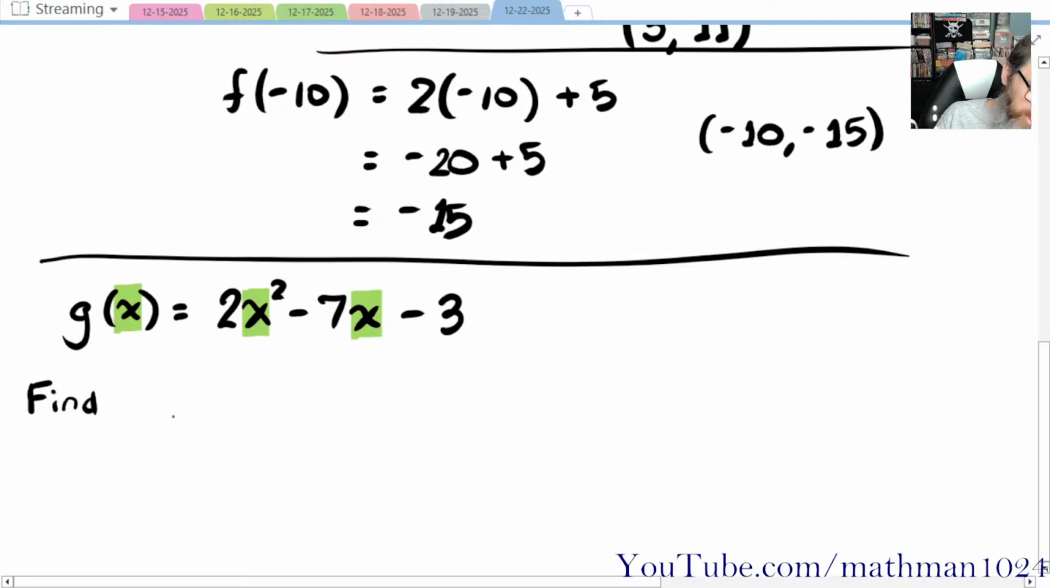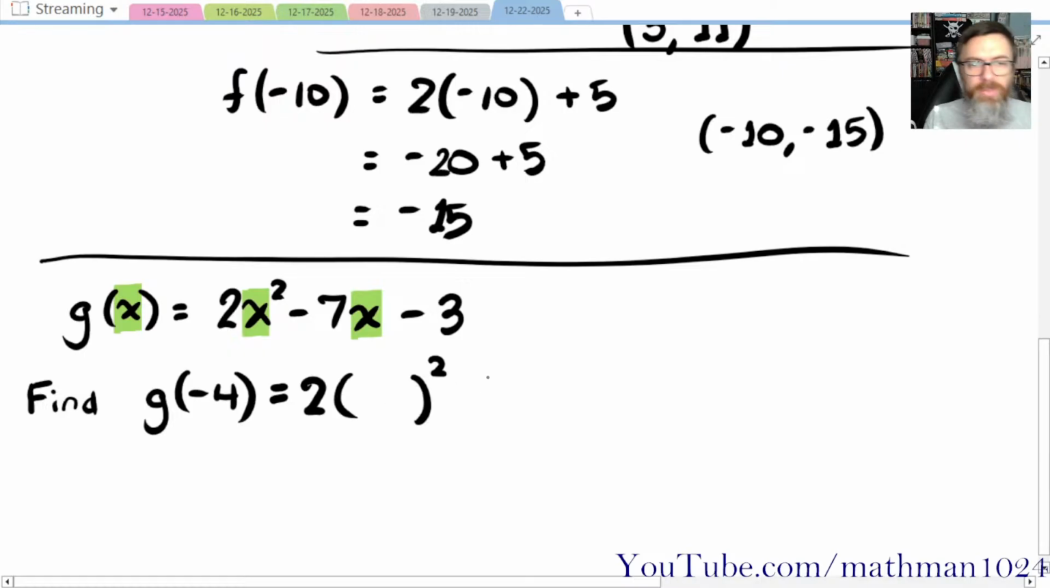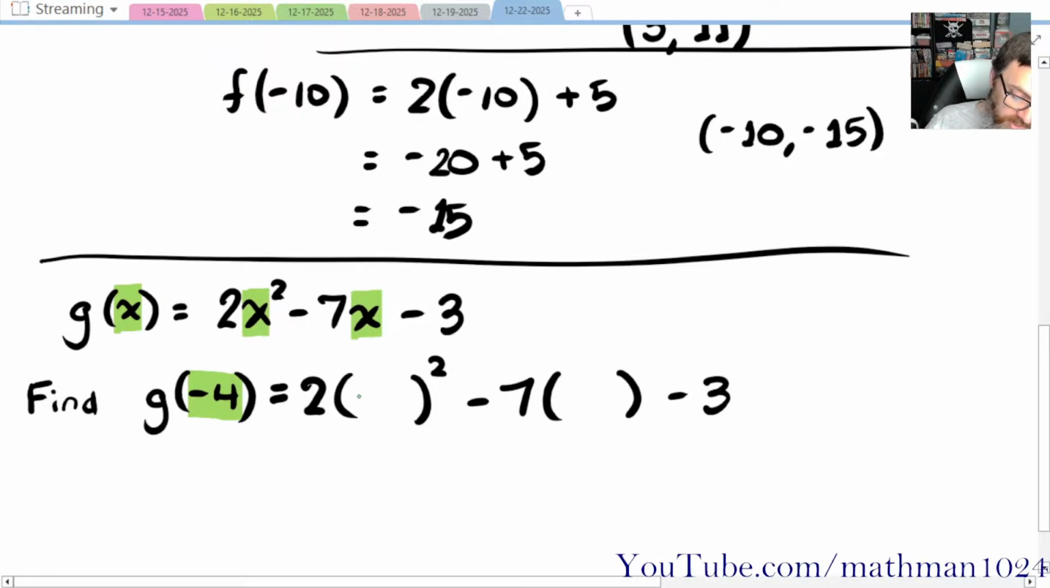So if the problem says to find or evaluate, and we kind of use those interchangeably, and we say g of -4, well, it is as simple as taking this expression, and any place that we have x, we're going to rewrite that with parentheses. So it's going to be 2, and instead of x squared, it's parentheses squared, minus 7 times parentheses, minus 3. This is my input value. That's the guy that gets plugged into all of these open parentheses. So I'm going to put -4 here and over here.